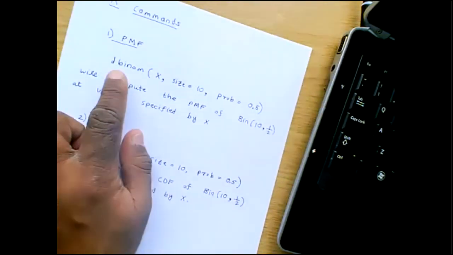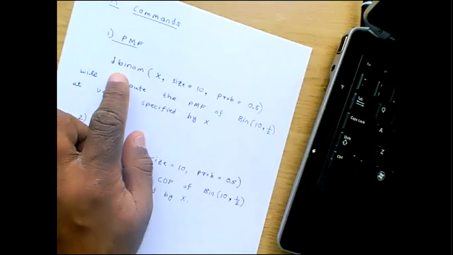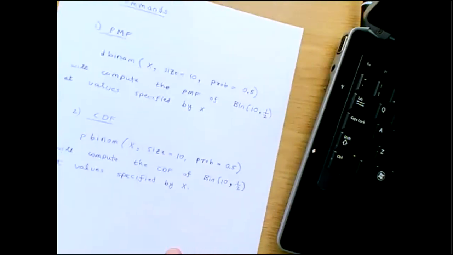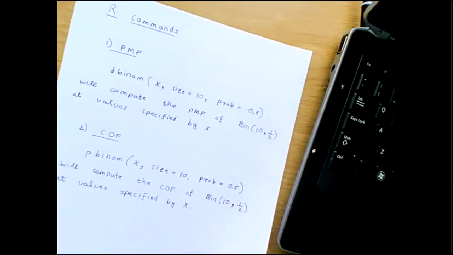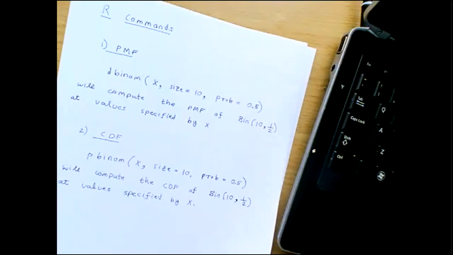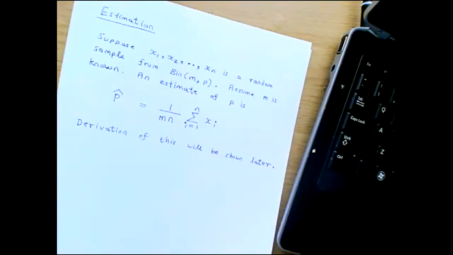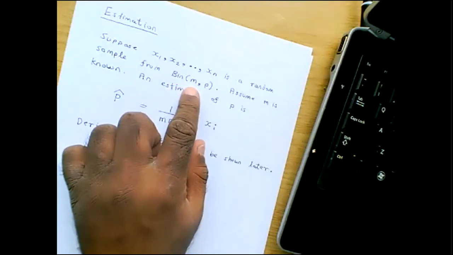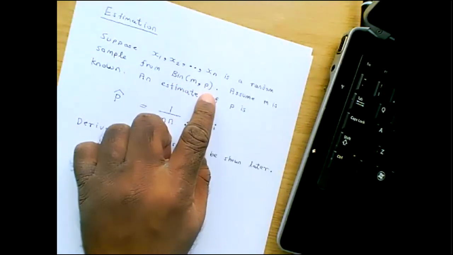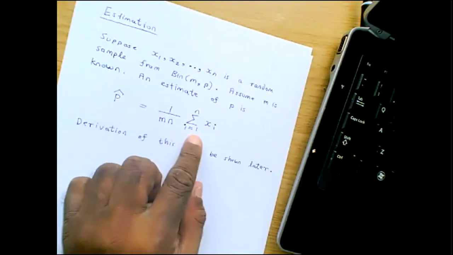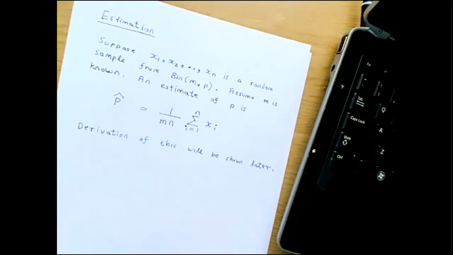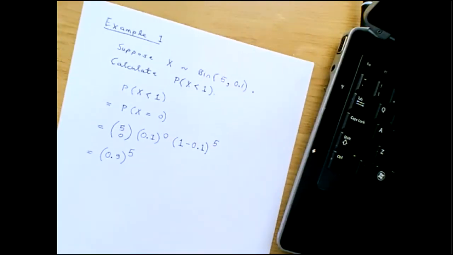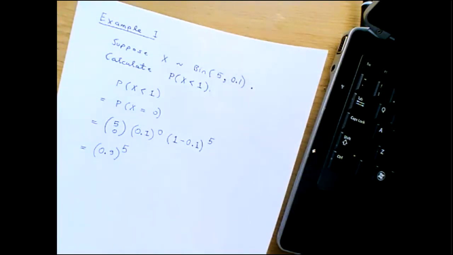These are the R commands. This command computes the PMF of a binomial, and this command computes the CDF of a binomial, right? Now, if you have a data set from a binomial distribution with the parameter m known, but p unknown, then p can be estimated using this formula here, right? Okay, this is example 1 on binomial, which should be easy for you guys.